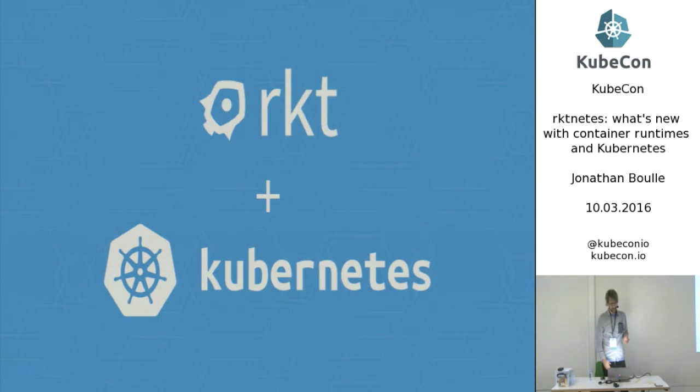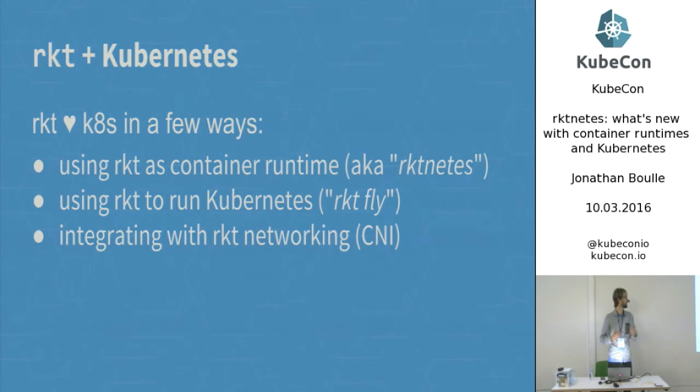Okay, so finally getting to Rocket and Kubernetes. What are the ways that we're integrating these things? There are 3 key ways. The first is rktnetes, which I'll probably spend most of the time talking about. But then there are a couple of other ways that I'll touch on as well, which is using Rocket itself to run Kubernetes, which gets us to an interesting sort of inception situation, and then how Rocket networking works and how that integrates with Kubernetes.